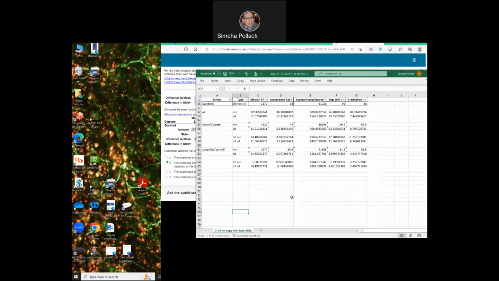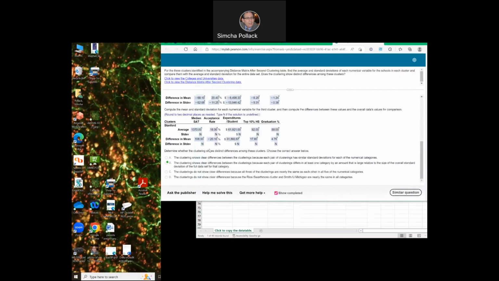So for Stanford, and when you calculate it, let's just see that. So there is a mean, and there's a standard deviation. The difference is the mean, but when it comes to the standard deviation, there's an NA, not available, not applicable. So when you subtract a number minus an NA, it's going to be an NA. They can't do it.